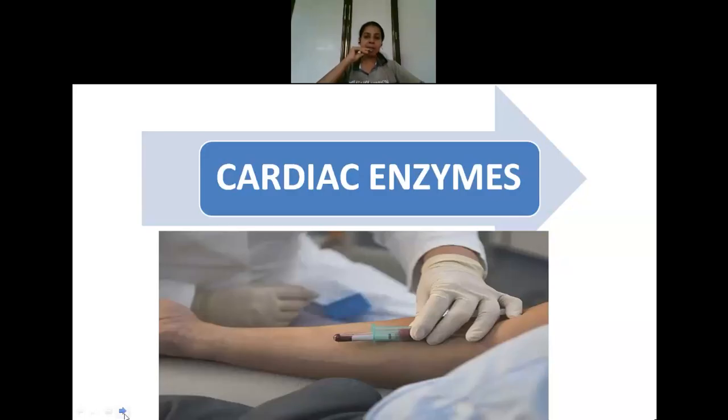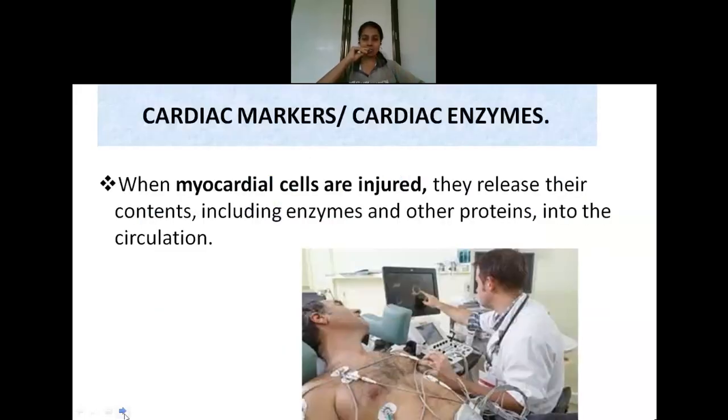What do you mean by cardiac enzymes or cardiac markers? As the name suggests, cardiac enzymes are the enzymes which are usually released only when there is damage to the heart. Certain proteins are released into the bloodstream whenever there is damage to the myocardium. When there is an MI or heart attack, there is damage to the myocardium, and at that time certain enzymes are released. These are nothing but certain proteins.